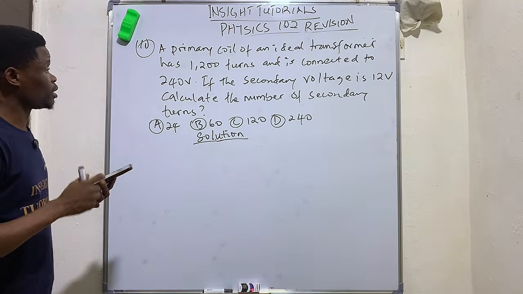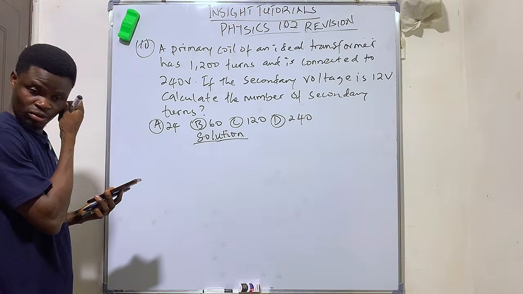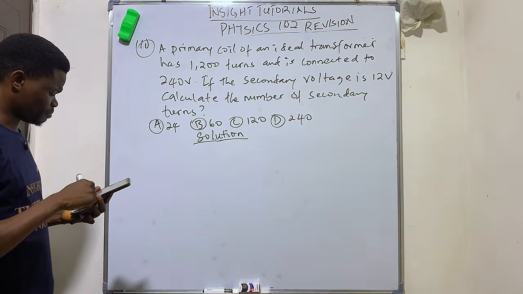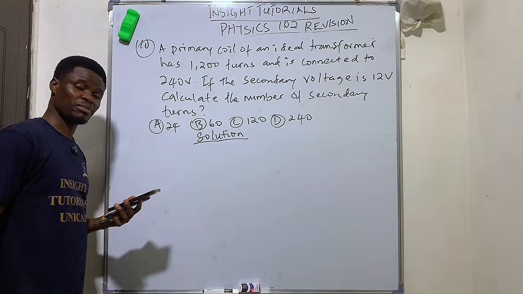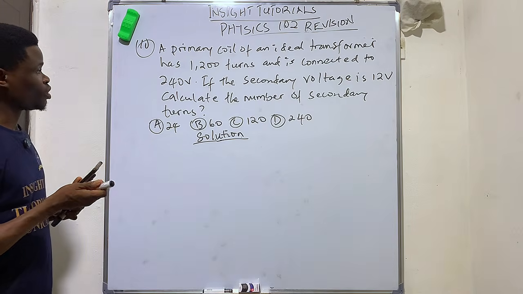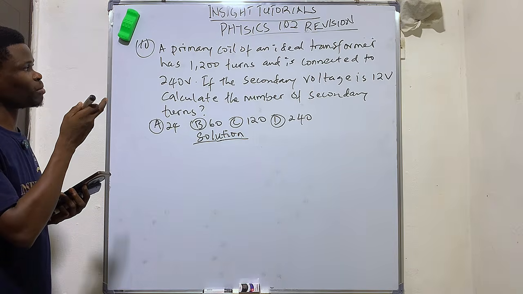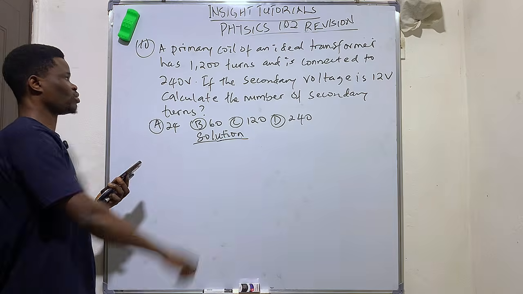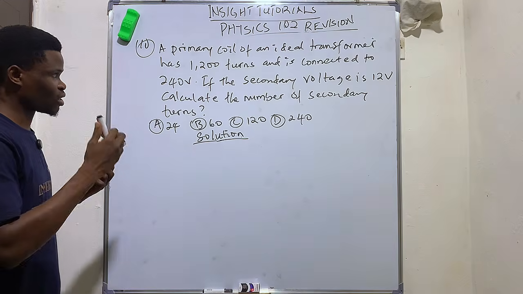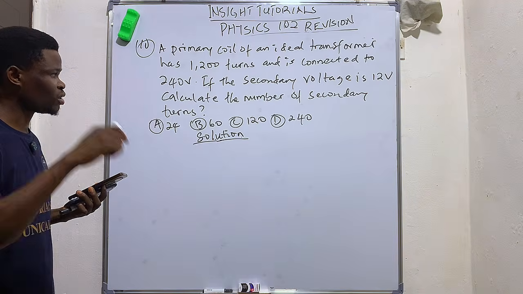All right, so we are given a question here, and this question is actually from alternating currents, and the particular topic where this is drawn from is transformers. Transformer turn ratios and step-down transformers. So we are given this question: a primary coil of an ideal transformer has 1,200 turns and is connected to 240 volts. If the secondary voltage is 12 volts, calculate the number of secondary turns.